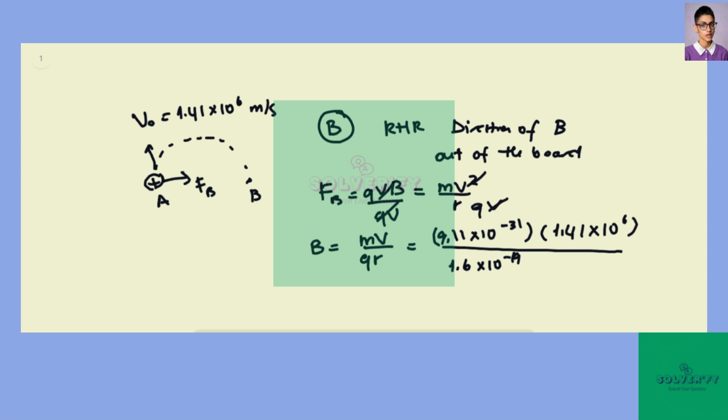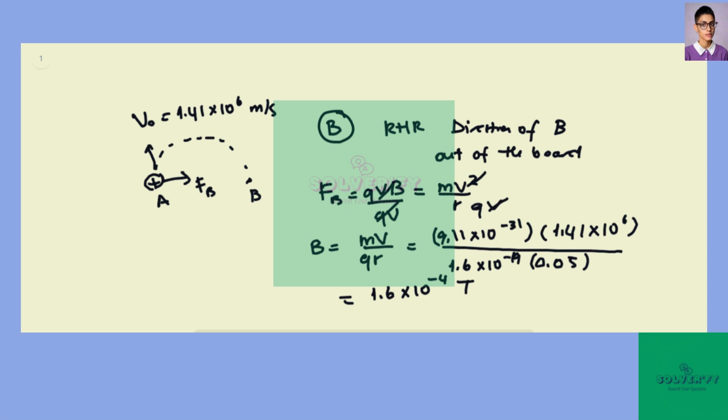The diameter is given. We're going to take the half and then convert the centimeters into meters. So we're going to have 0.05 meters. So if you do the calculation, then we're going to have 1.6 times 10 to the power of negative 4 Tesla for the magnitude of the magnetic field, and also the direction is out of the board.